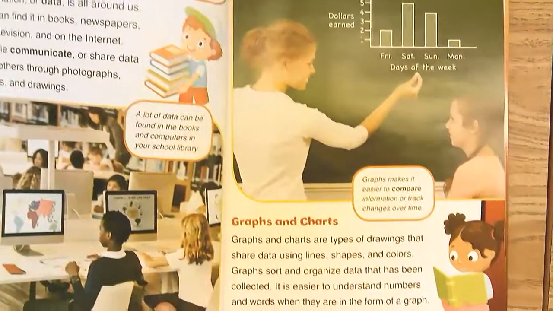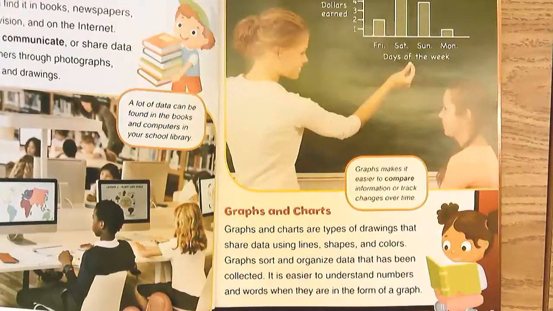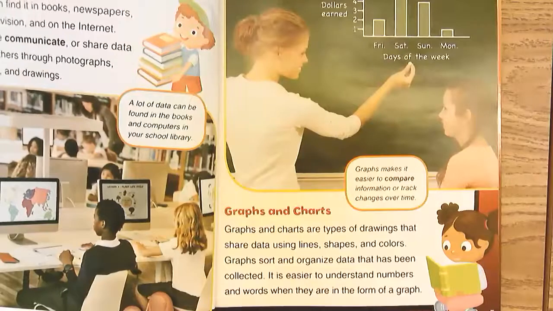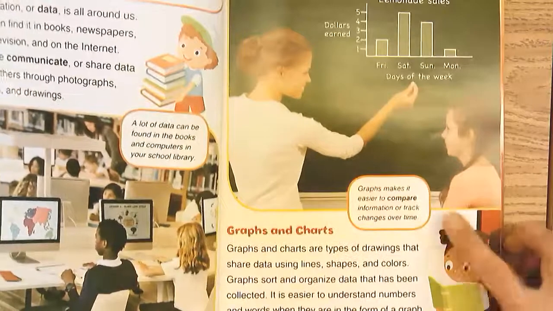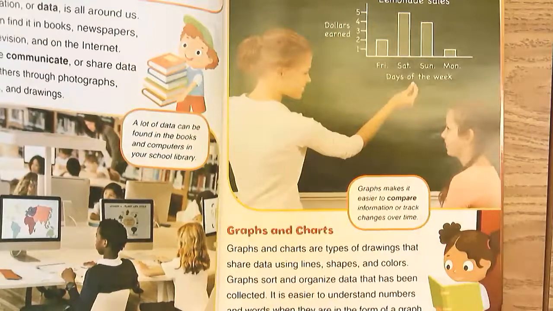Graphs and charts. Graphs and charts are types of drawings that share data using lines, shapes, and colors. Graphs sort and organize data that has been collected. It is easier to understand numbers and words when they are in the form of a graph. Graphs make it easier to compare information or track changes over time.